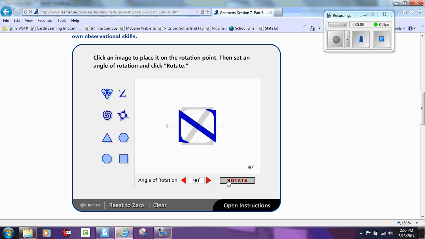And at this point I've gone 90 degrees and my image does not coincide with the original, so I know that I'm going to have to go farther than 90 degrees in order to make that happen. And when I rotate 180 degrees, I find that the new image is exactly the same as the pre-image. So my angle of rotation for the letter Z is 180 degrees.